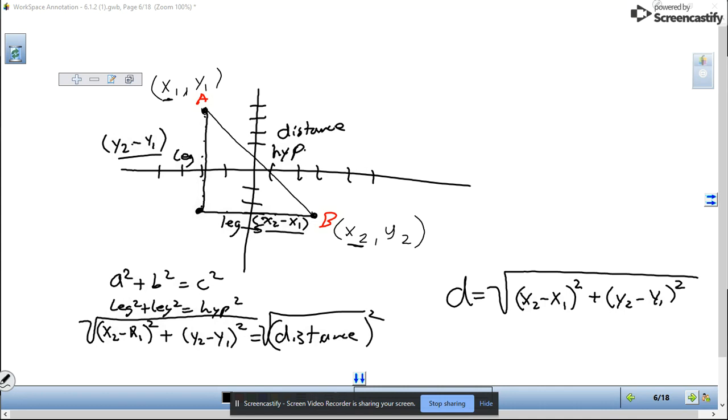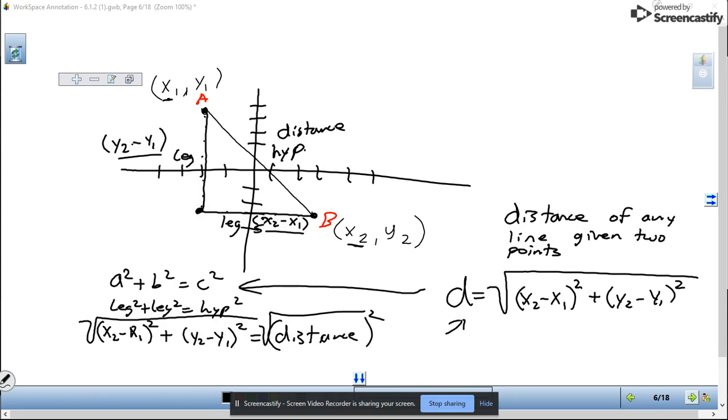If you look on your formula sheet, or in your notes, that is the distance formula. So that's the distance of any line given 2 points. If you're given 2 points in the coordinate plane and there is a straight linear function between those 2 points, you can calculate the length of that line, the distance, by very simply plugging those points into that specific formula. This one right here, the distance formula. But it directly comes from the Pythagorean theorem.